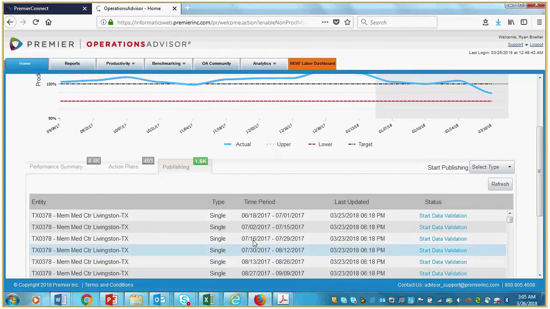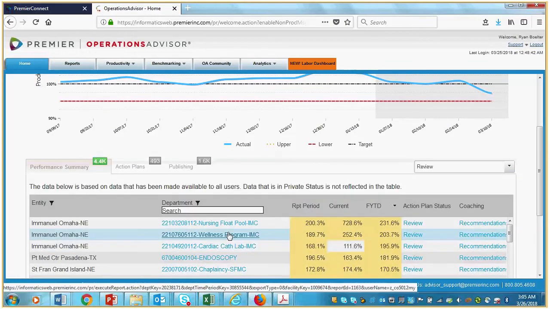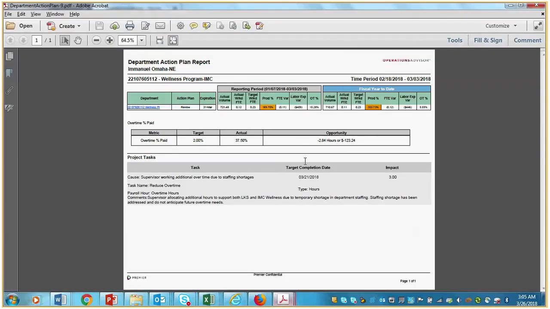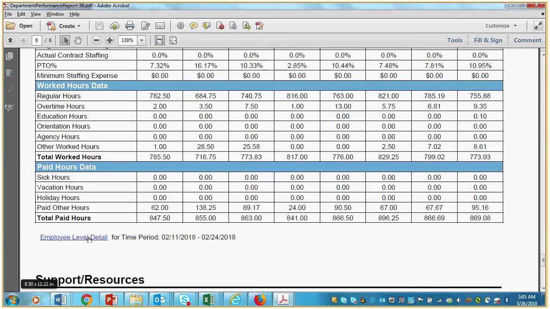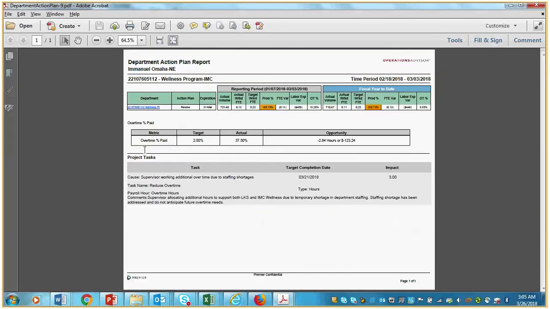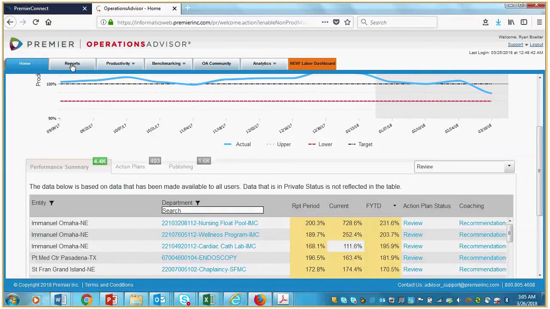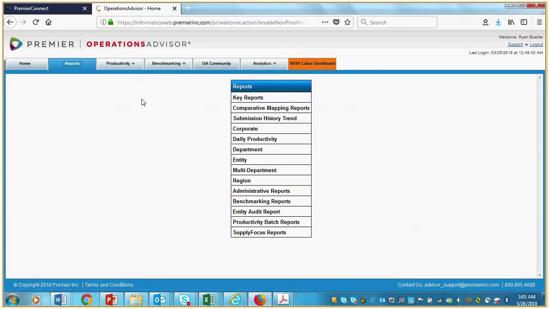So we've looked at our performance summary, and now let's say maybe we want to run some other reports. Now we could have gone to our DPR and used the hyperlinks here to run the employee level report or the overtime report. But we can also use the report menu. If you want to run any reports, you're going to go to the report menu. And again, this isn't like Visionware where you just had reports sitting out there. This is where you actually have to generate the reports yourself. So it's very simple, and you won't see an extensive list like this. You'll just have daily, department, multi-department, and benchmarking, basically.